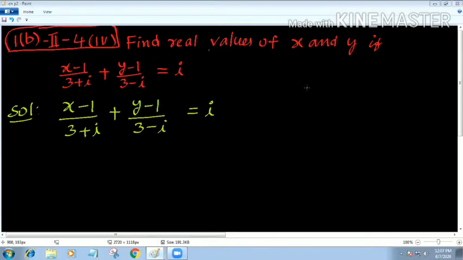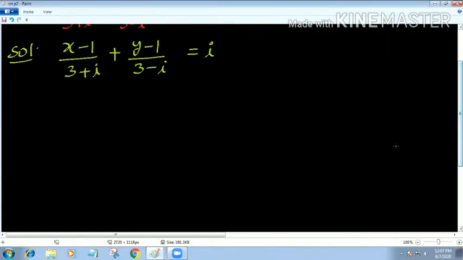Now let us take up one more problem from the same exercise 1b, Roman 2, fourth bit of fourth question. Find real values of x and y if (x minus 1) by (3 plus i) plus (y minus 1) by (3 minus i) is equal to 1. So let us start with the given condition: (x minus 1) by (3 plus i) plus (y minus 1) by (3 minus i) is equal to 1.